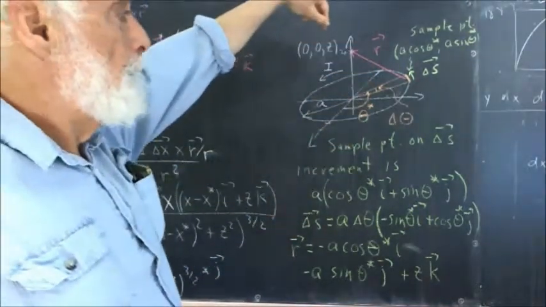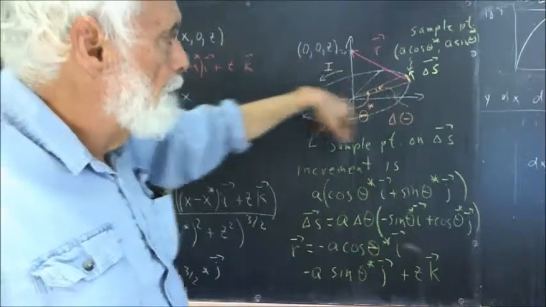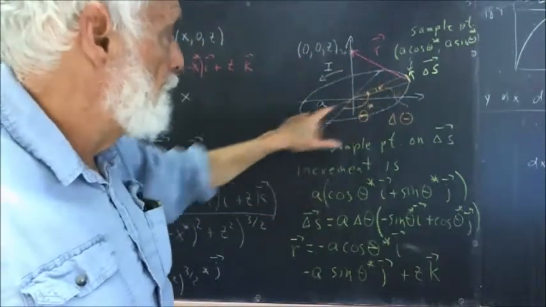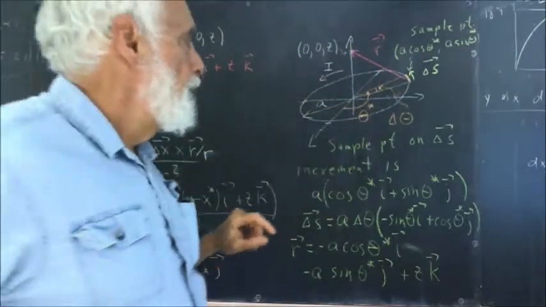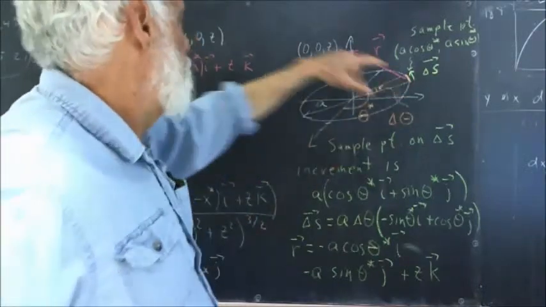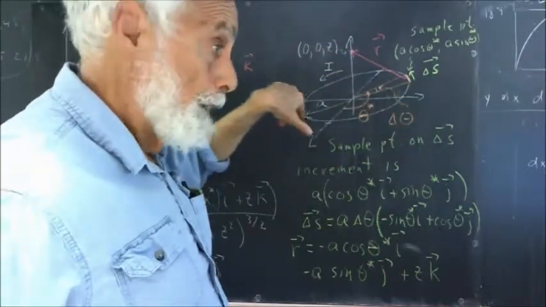Okay, the situation is we have a loop in the xy plane of radius a. And we have an increment, and we have a current running counterclockwise around the loop.